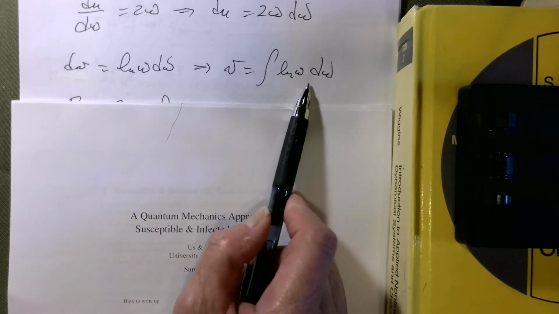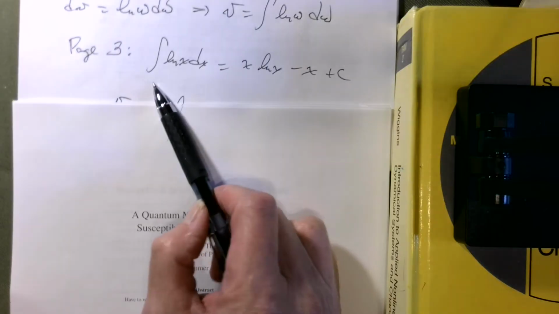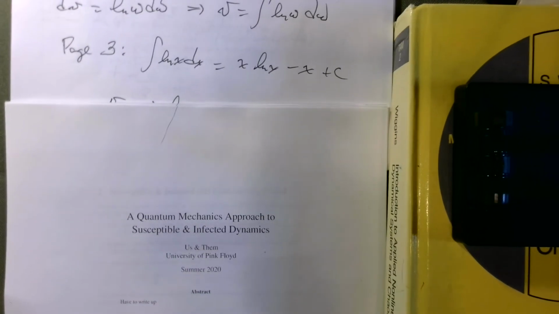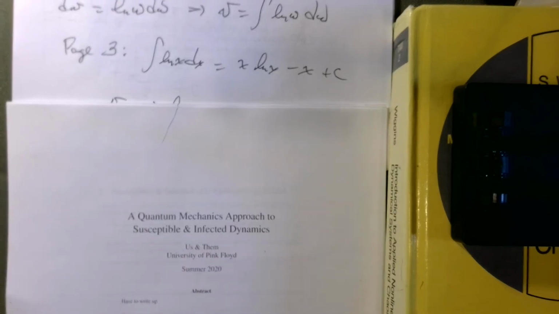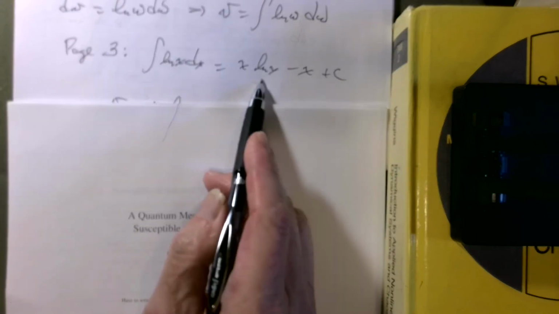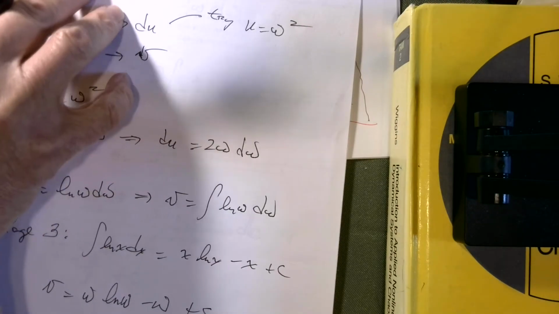Anyway, so if we let our dv be the ln of w, we're going to have to integrate this, correct? And we did that on page 3. So we did this already, so let's just use the result. We've got what our v is from page 3. I think this was one of the first problems we did.